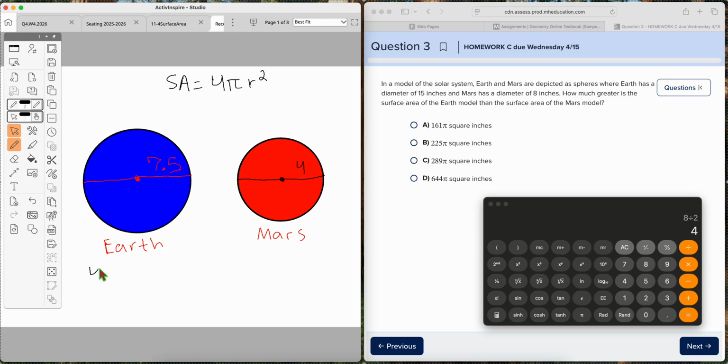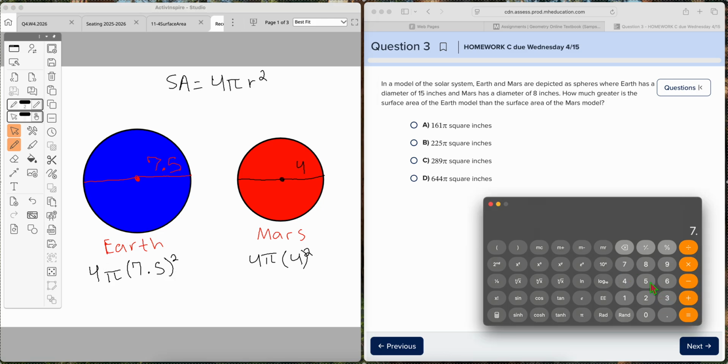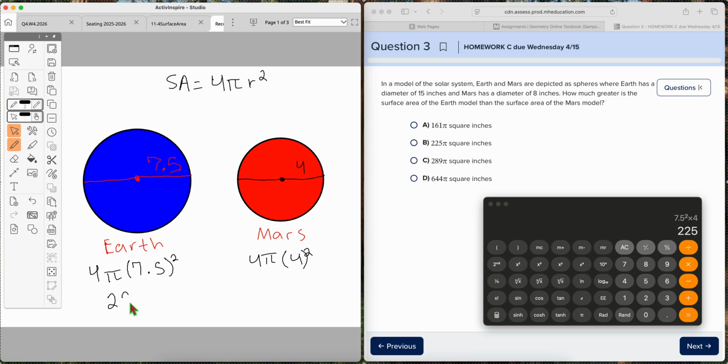So I'm going to do 4 times pi, which will just stay a symbol, times 7.5 squared. And for Mars, I'm going to do 4 times pi times 4 squared. So for the Earth, I'm just going to square 7.5 and multiply that by 4. So Earth's surface area is 225 pi inches squared.